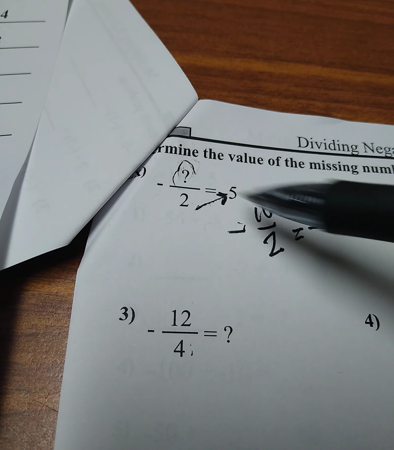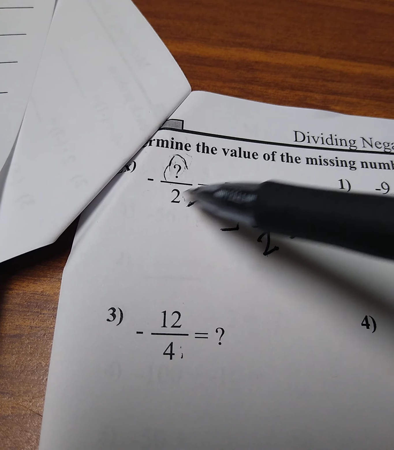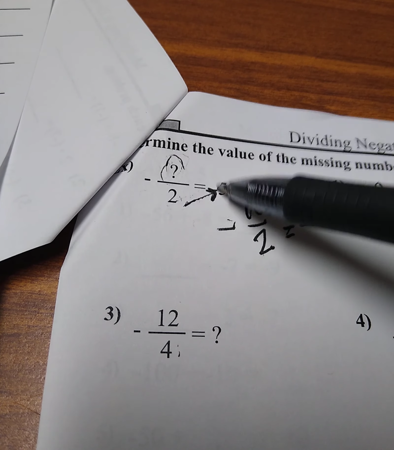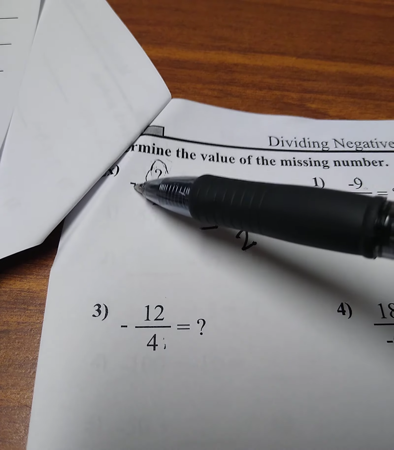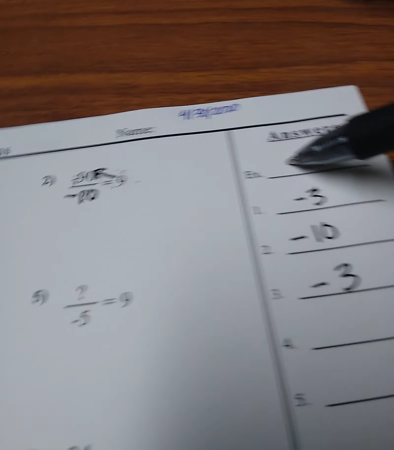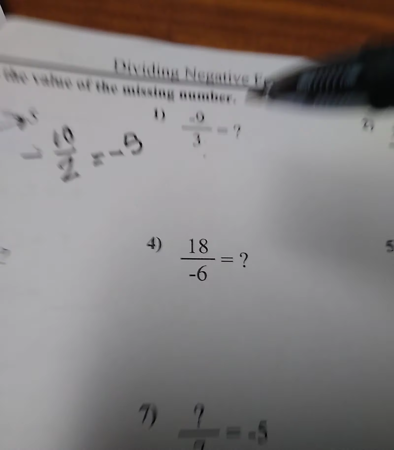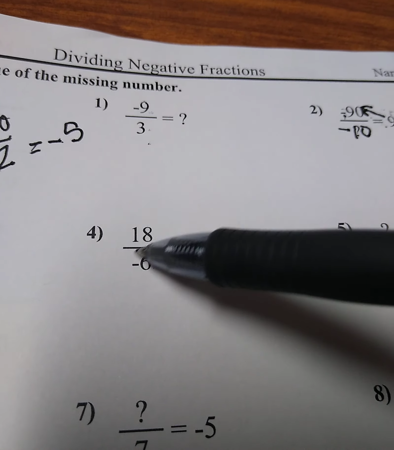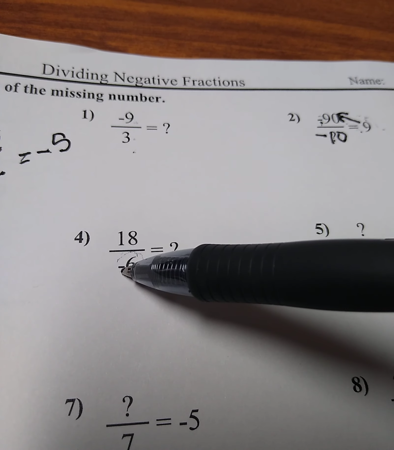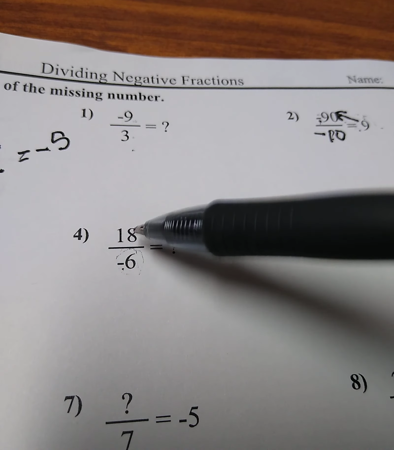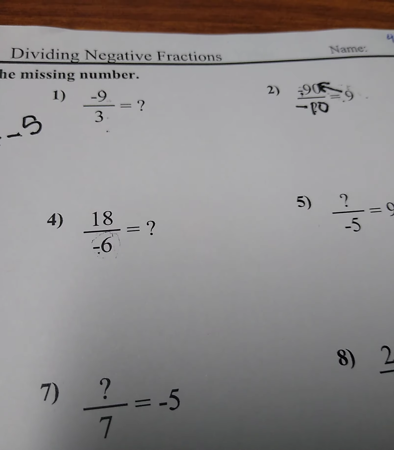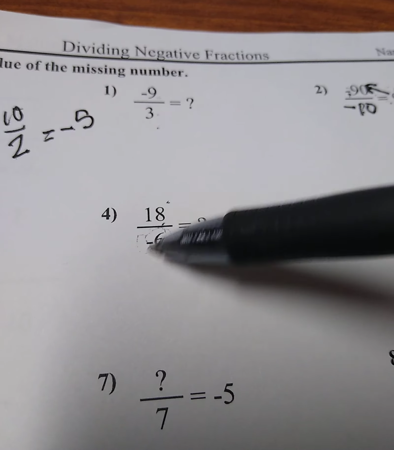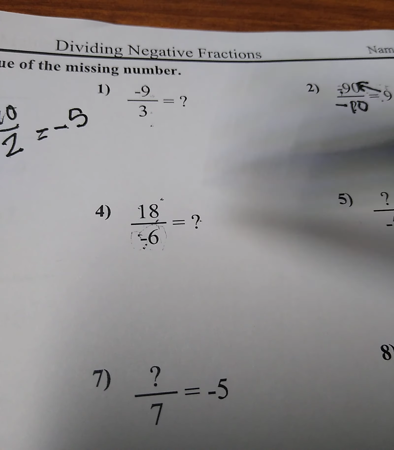Okay, makes sense. Because here, the example was different, because this was negative 5. So 2 times negative 5 gives you negative 10, and then a negative and a negative makes a positive. You see that? All right, so let's look at number 4 here. Remember, only the bottom is negative. So 18 divided by negative 6 is going to give you negative 3. 6, 12, 18. This one's negative. A negative and a positive makes a negative.